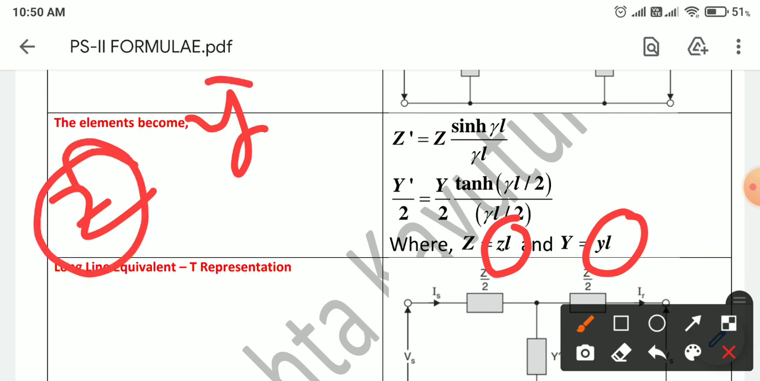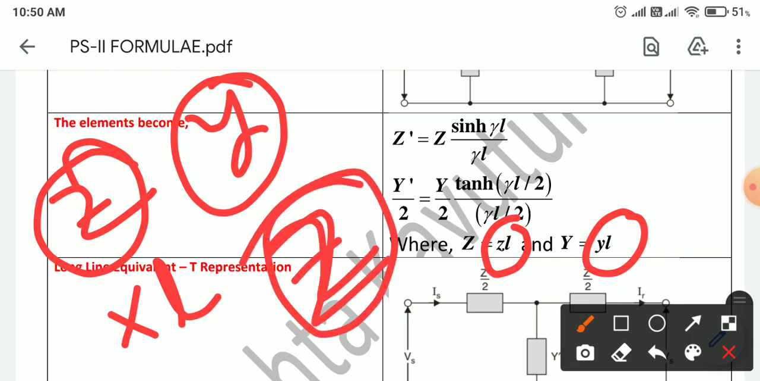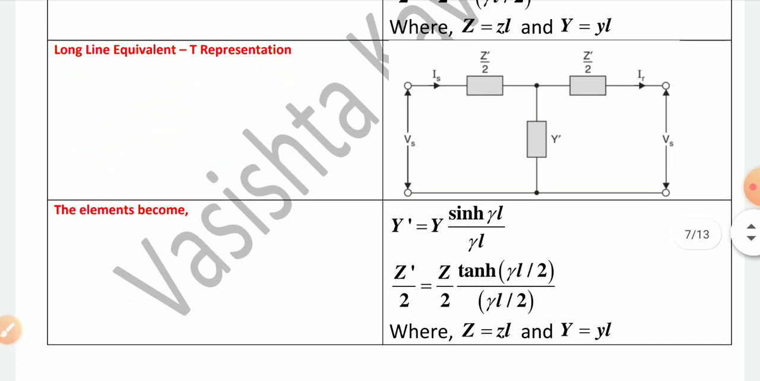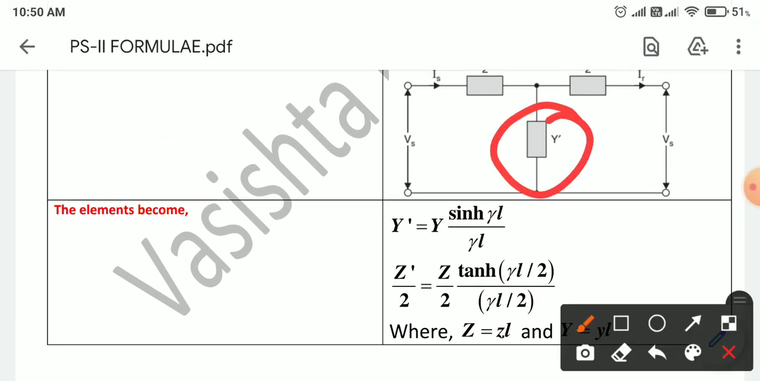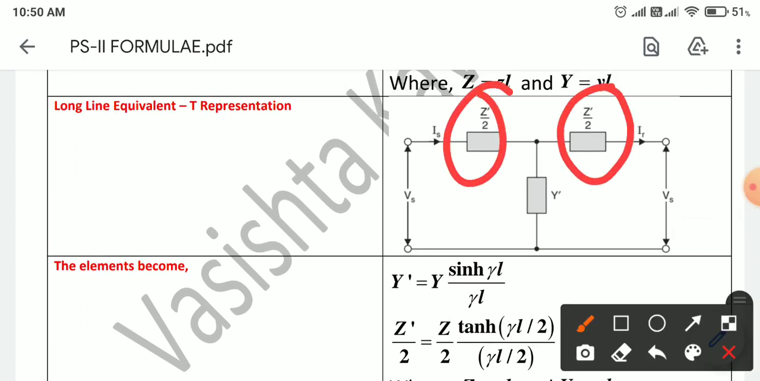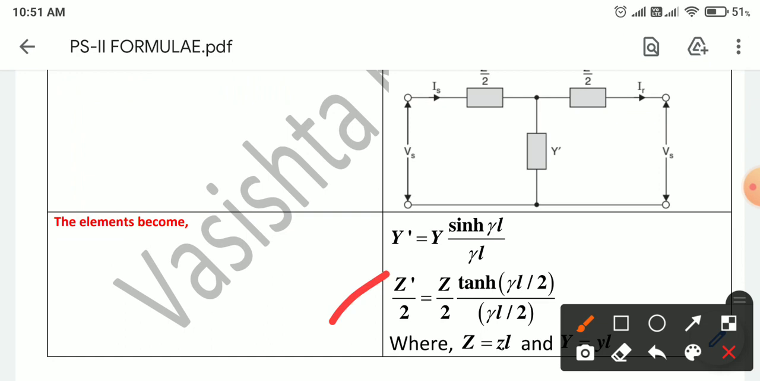These two represent the impedance and admittance of a particular section. When we multiply this by the line length, we get the total impedance of that line, and similarly the total admittance of that line. Similarly, for the long line equivalent T representation, as shown here, the admittance remains the same, whereas the impedance is split into two equal halves, Z dash by 2 and Z dash by 2, where Z dash by 2 is given by Z by 2 into tanh gamma L by 2 by gamma L by 2, and Y dash is Y into sinh gamma L by gamma L.